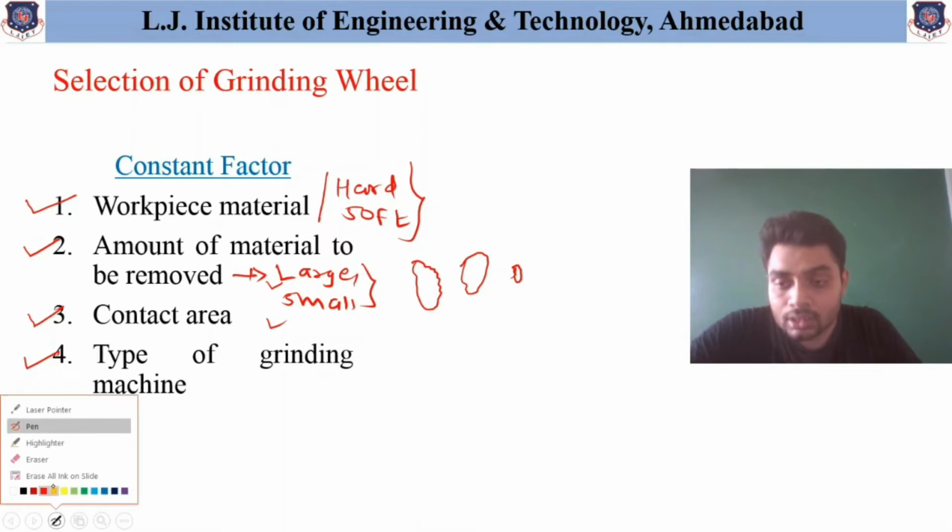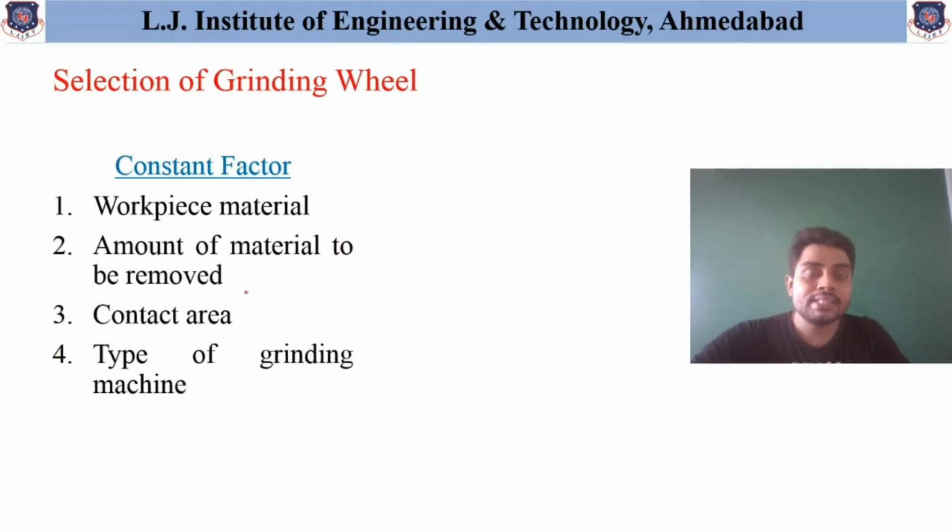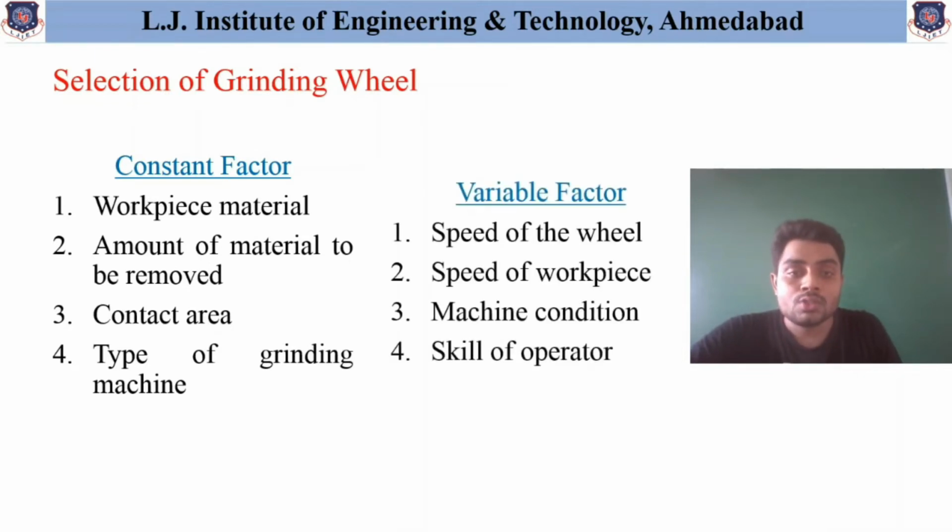There are also some other variable factors, which vary based on the requirement, from person to person, or based on the application. Some of the important variable factors are, first, the speed of the wheel. That means the grinding wheel may rotate at 1000 rpm, 2000 rpm, 3000 rpm. Based on requirement and application one must select the speed of the wheel. Similarly, in many cases the workpiece is also rotating, so the rotation of the workpiece is another parameter one needs to consider. Another important parameter is the machine condition.